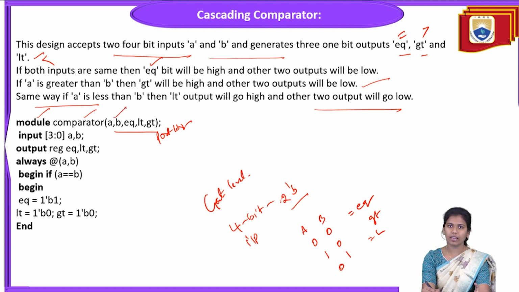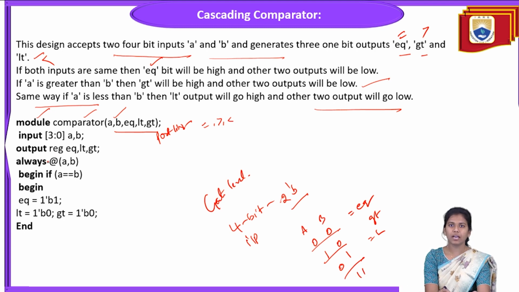So my inputs are A and B, and the outcomes that I am getting are equal to, greater than and less than. And coming to the port list initialization, my input ports are [3:0], A and B. So [3:0] means totally 4 bits, isn't it? 4 combinations: 00, 01, 10 and 11.